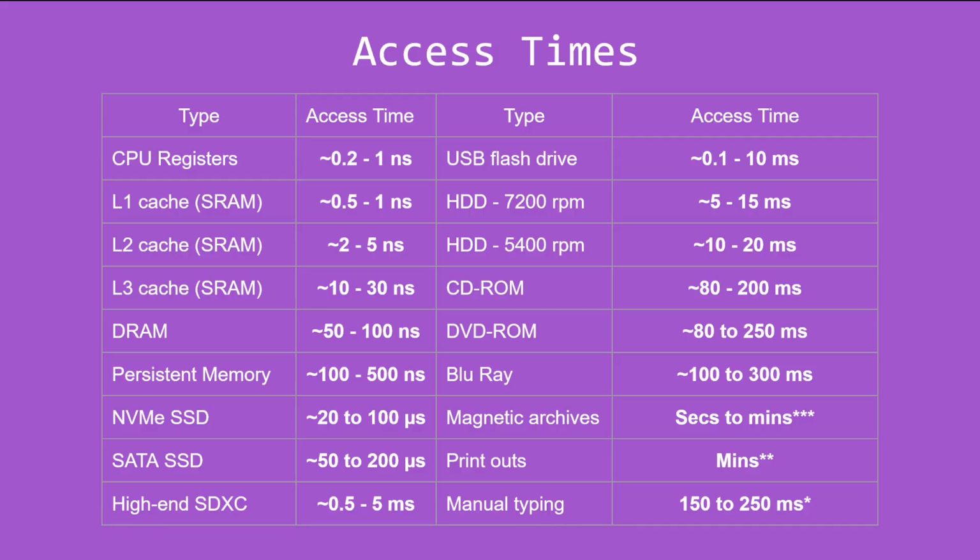SATA is slower. NVMe is like twice as fast. And then you move to SD cards, like the most high-end SDXC ones. They're now measured in milliseconds. We've gone from micro to milli. And then a USB flash drive is about half that speed.